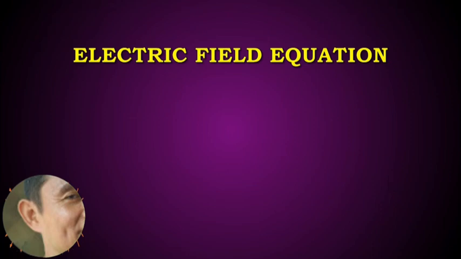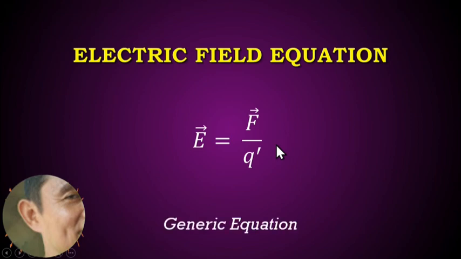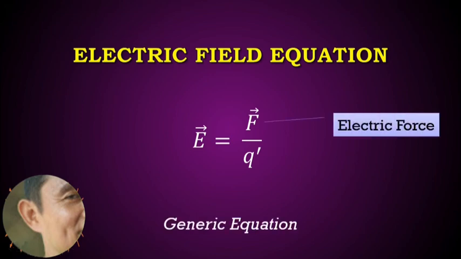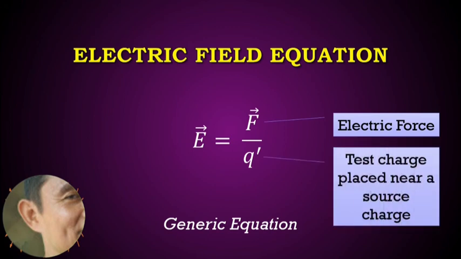So, if you look at this one, just a review. The electric field equation is written simply as the electric field is just the force experienced by this test charge divided by the magnitude of that test charge. Now, notice that there is an arrow on top, meaning they are both vectors. It's a generic equation. Electric force and a test charge placed near that.